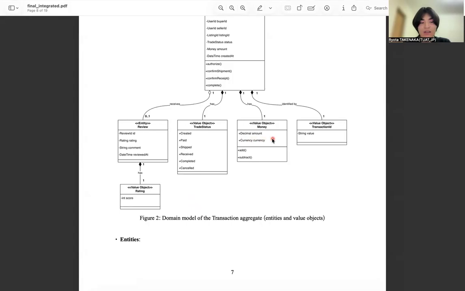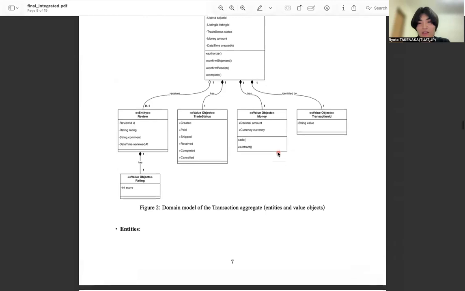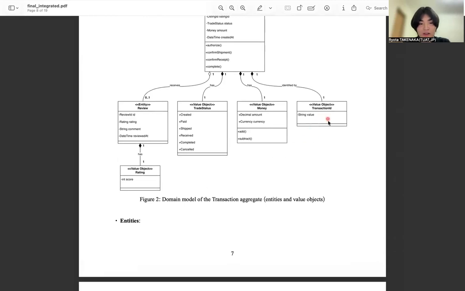And next is money. It's an object that encapsulates the amount and the currency together, which prevents errors in calculation. And finally, the transaction fee and rating are also modeled as value objects to ensure they are always valid.